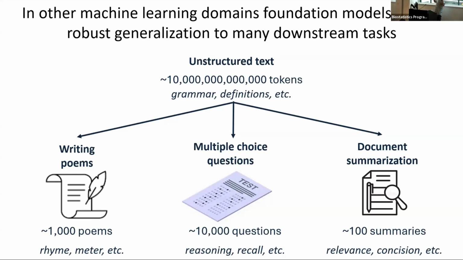And the idea is you train on a huge amount of data and then you can apply it to lots of different downstream tasks. Because all this prior knowledge has been ingested into the model, it can be quickly fine-tuned with relatively cheap compute to do things like writing poetry, answering multiple choice questions, summarizing documents without too much overhead in terms of the data requirements or the computational requirements.